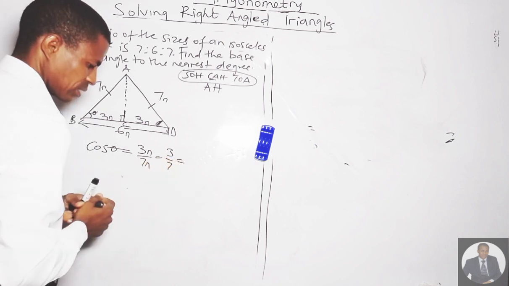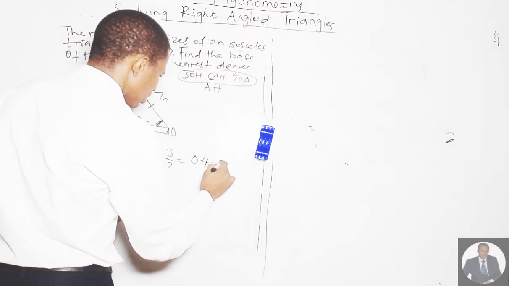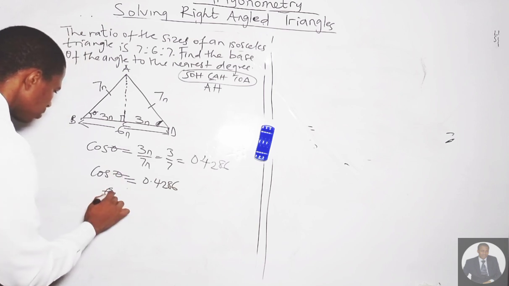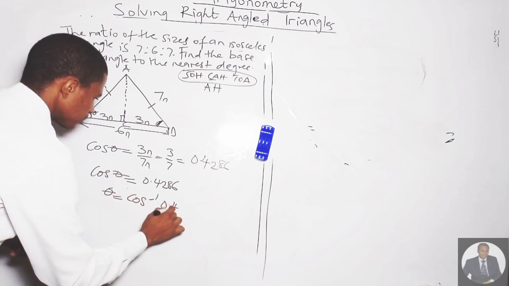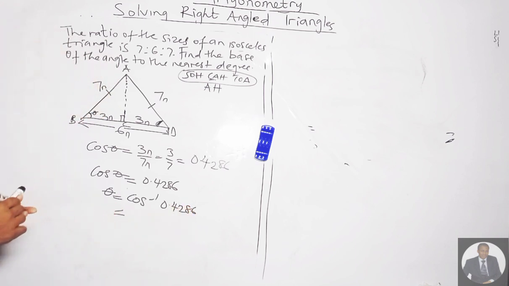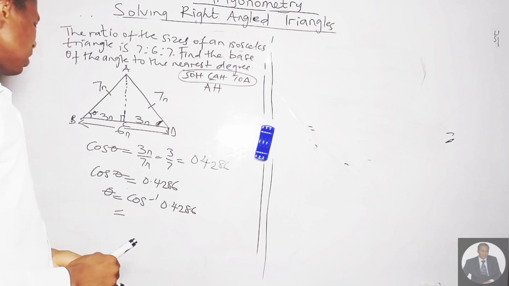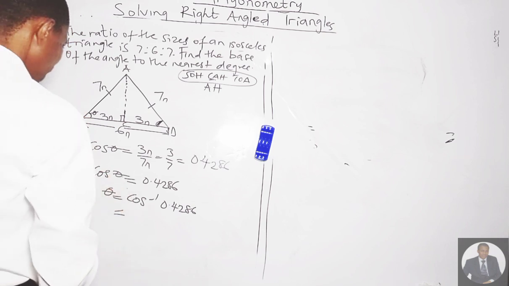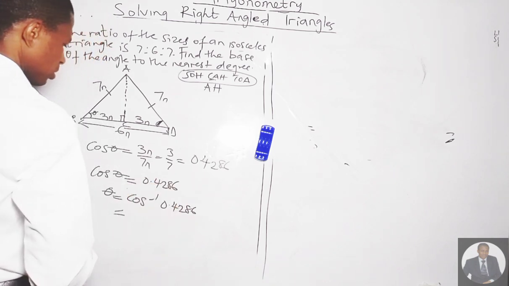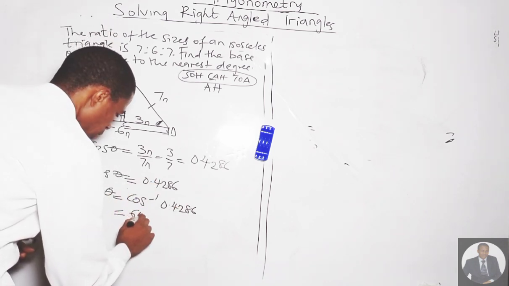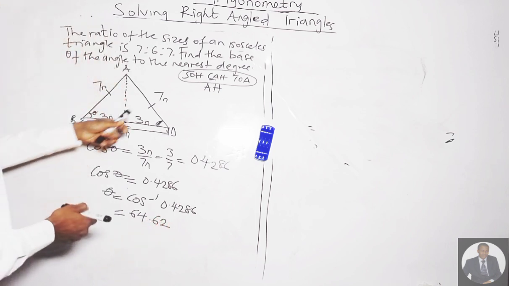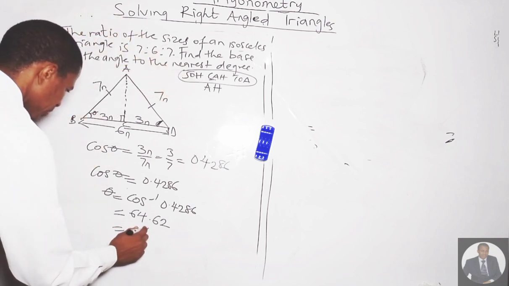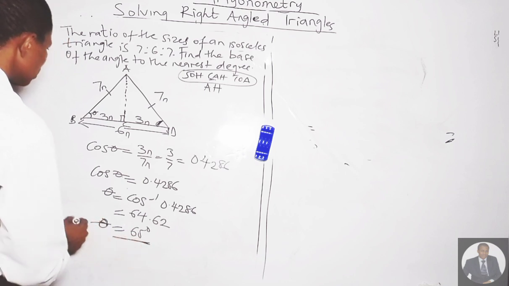That's 3 over 7. What's 3 over 7? 3 over 7 will give us 0.4286. So cos theta is equal to 0.4286. So our theta will be, under our four-figure table, we go to angles of cosine and check what corresponds to 0.4286. Or we use our calculator and press shift cos. What will it give us? It's going to give us 64.62. Now, we are to find the base angle to the nearest degree. What's the nearest degree to this? That's 65 degrees. So angle theta here will be 65 degrees.